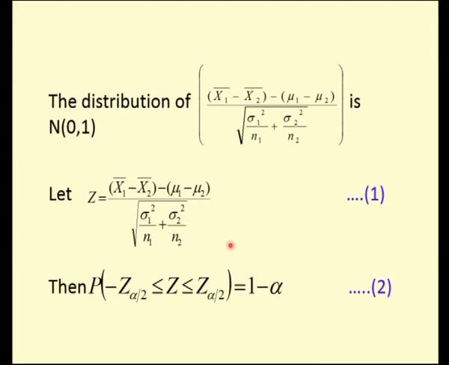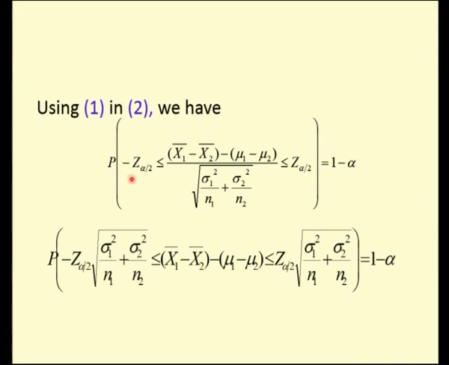By the definition of confidence interval, we know that 100 into 1 minus alpha % confidence interval is given by probability of minus z alpha by 2 less than or equal to Z less than or equal to z alpha by 2, which is equal to 1 minus alpha. So, here in the place of Z, we are going to substitute the Z value. Therefore, you will have probability of minus z alpha by 2 less than or equal to x1 bar minus x2 bar minus of mu1 minus mu2 divided by square root of sigma 1 squared by n1 plus sigma 2 squared by n2 less than or equal to z alpha by 2, which is equal to 1 minus alpha.